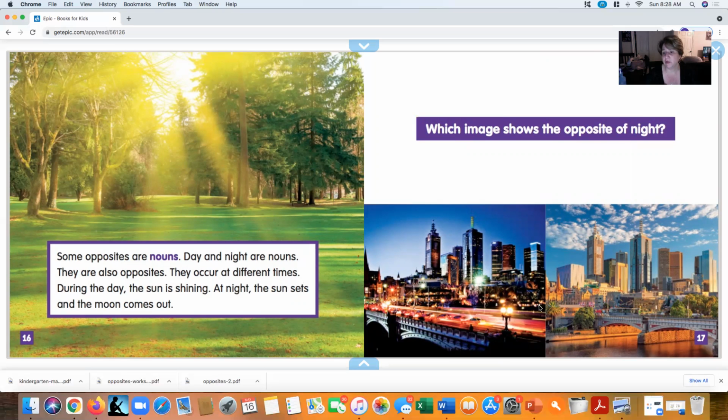Here you have two pictures of the city. Which one is daytime? This one here. And this is the opposite of daytime, and it's nighttime. The buildings are in the same spot. Everything's all in the same location, but one is day and one is night.